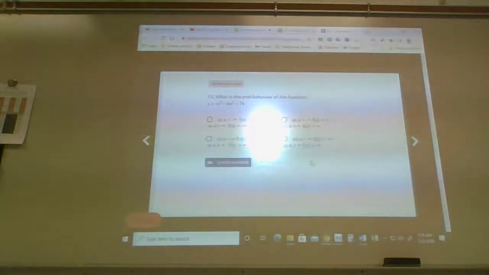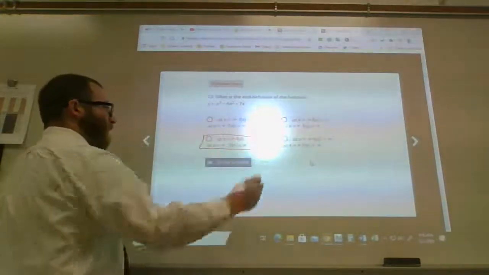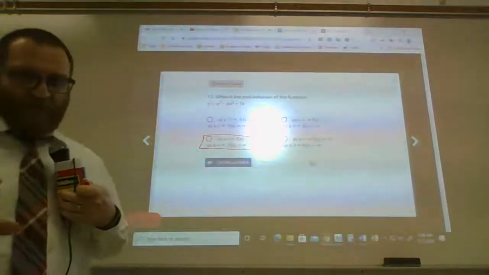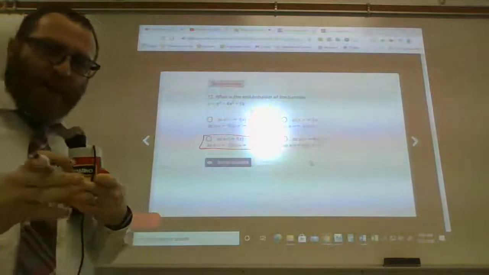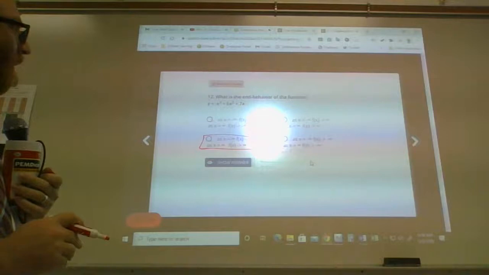Got it. Okay. Most of you picked this one right here. This is what most of you picked. Now, the notation is a little difficult to see. I'm on number 12, by the way, for the sake of argument. If you're on your quizzes and you can go to number 12 and open that up, you can see that that's the one that most of you picked.